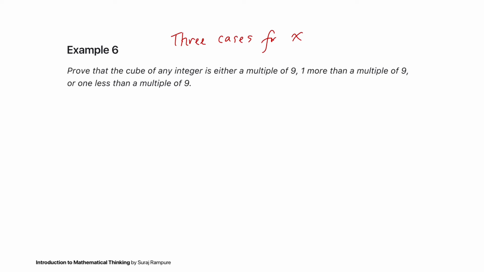Okay, cool. Let's come back together. So we want to prove that the cube of any integer is either a multiple of 9, 1 greater than a multiple of 9, or 1 less than a multiple of 9. I told you that we have to break x up into 3 cases. What were those 3 cases? Any ideas? Someone else maybe? Yes?